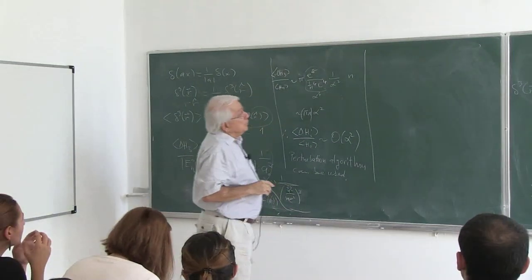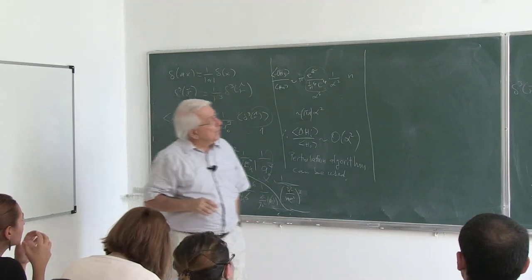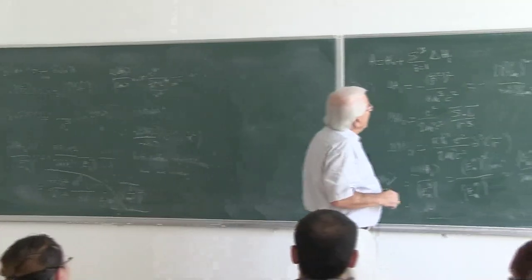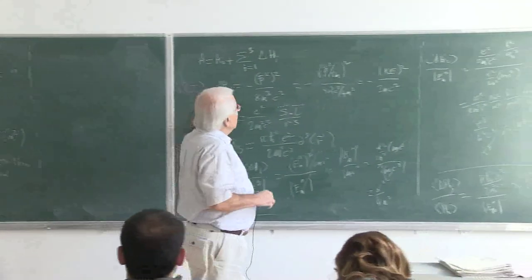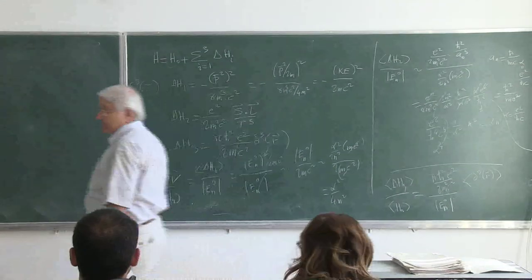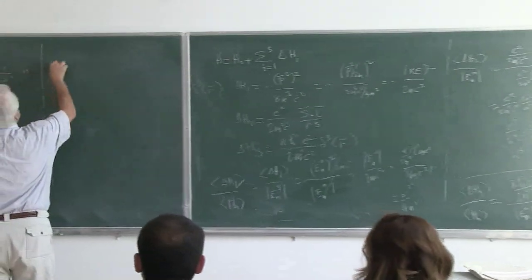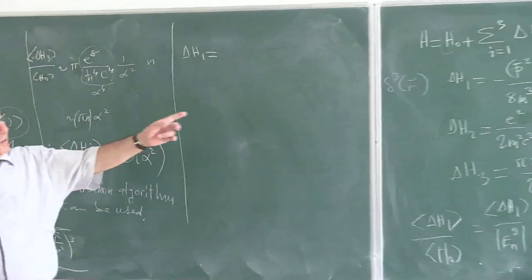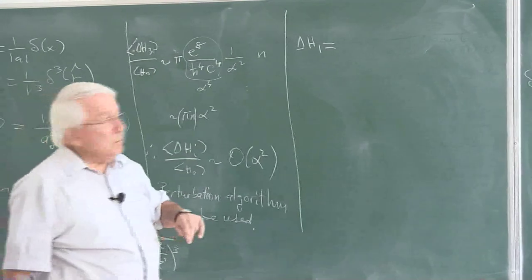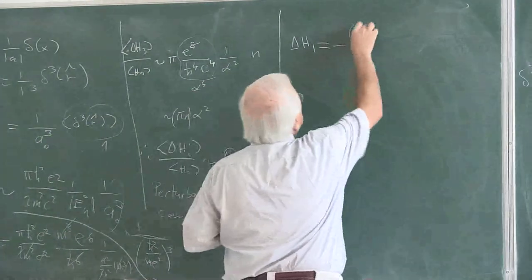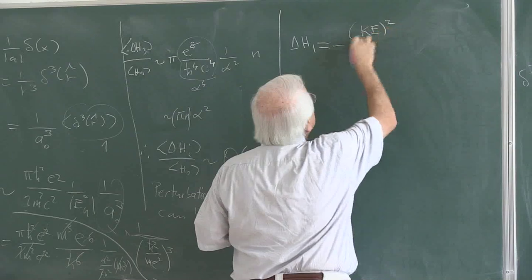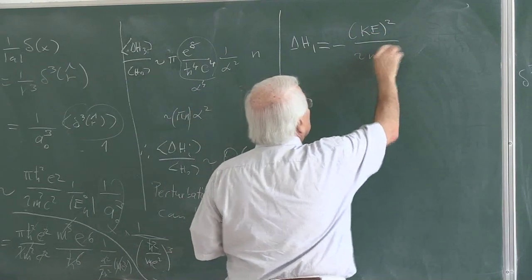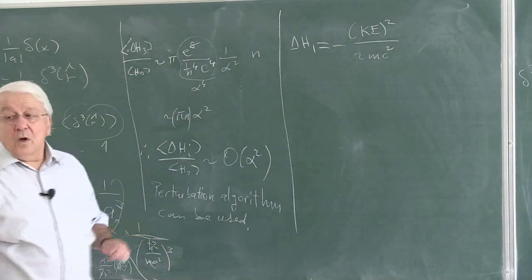So what do we do? Let's start with the simplest term. As it doesn't involve spin or anything like that explicitly, obviously it is quite easy to handle. Delta H1. When I was estimating the order of magnitude of that term, I had already rewritten it in a very nice form. What is it? Minus the kinetic energy squared divided by 2mc squared. That's good. Why is it good?